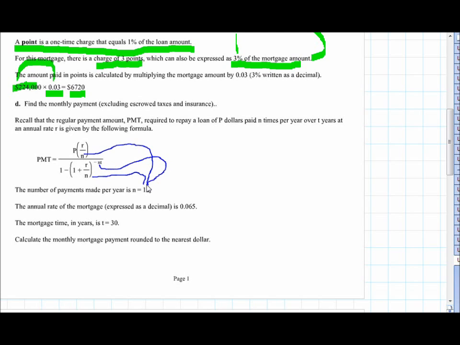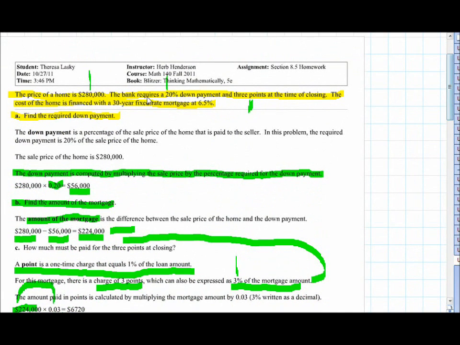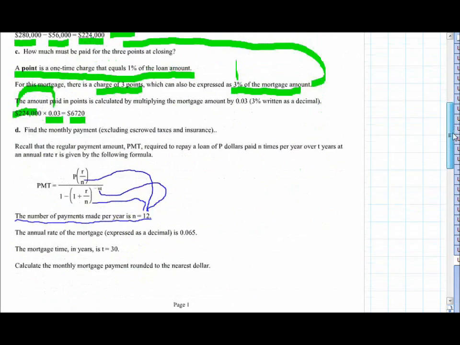Now, N is defined as, if you're looking in the online book or in the book, when you get to the formula over here, N means how many payments per year you are making. Well, for a house, you make monthly payments, so N is 12. Okay. Now we go back up to the top, and 6.5% is our interest rate. Well, that's what they're talking about right here, 6.5%.